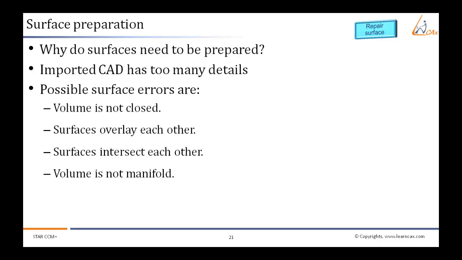Possible surface errors are: volume is not closed, surfaces overlay each other, surfaces intersect each other, volume is not manifold. Hence, we need surface repair before any mesh is generated or attempted.